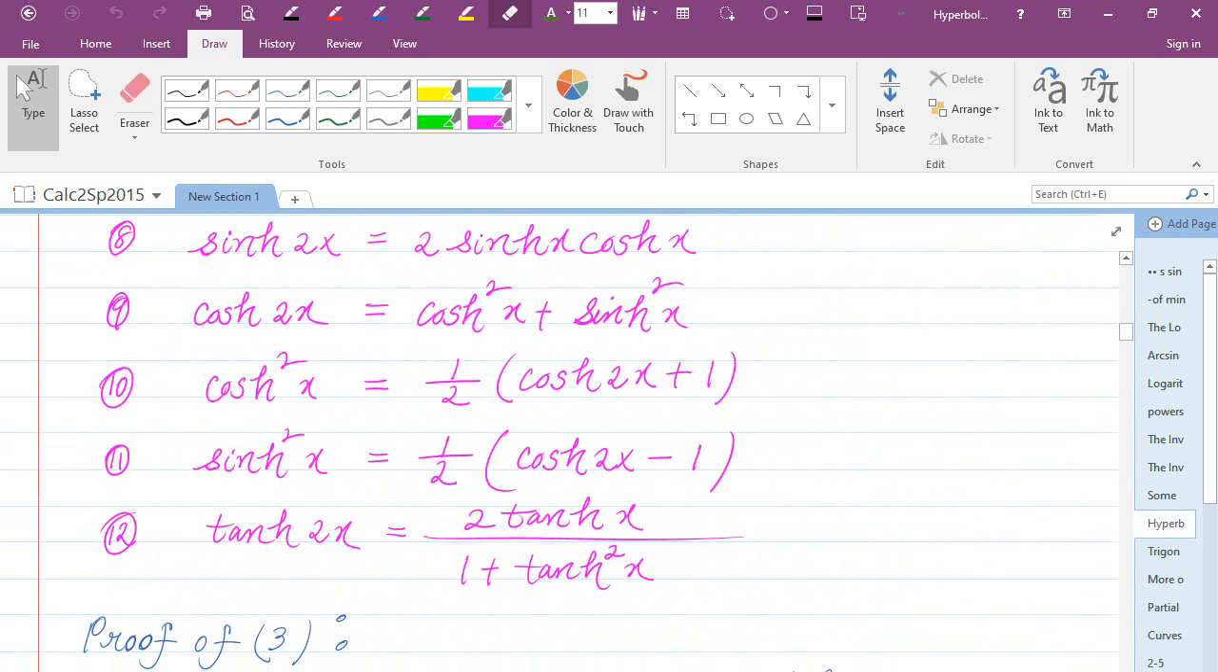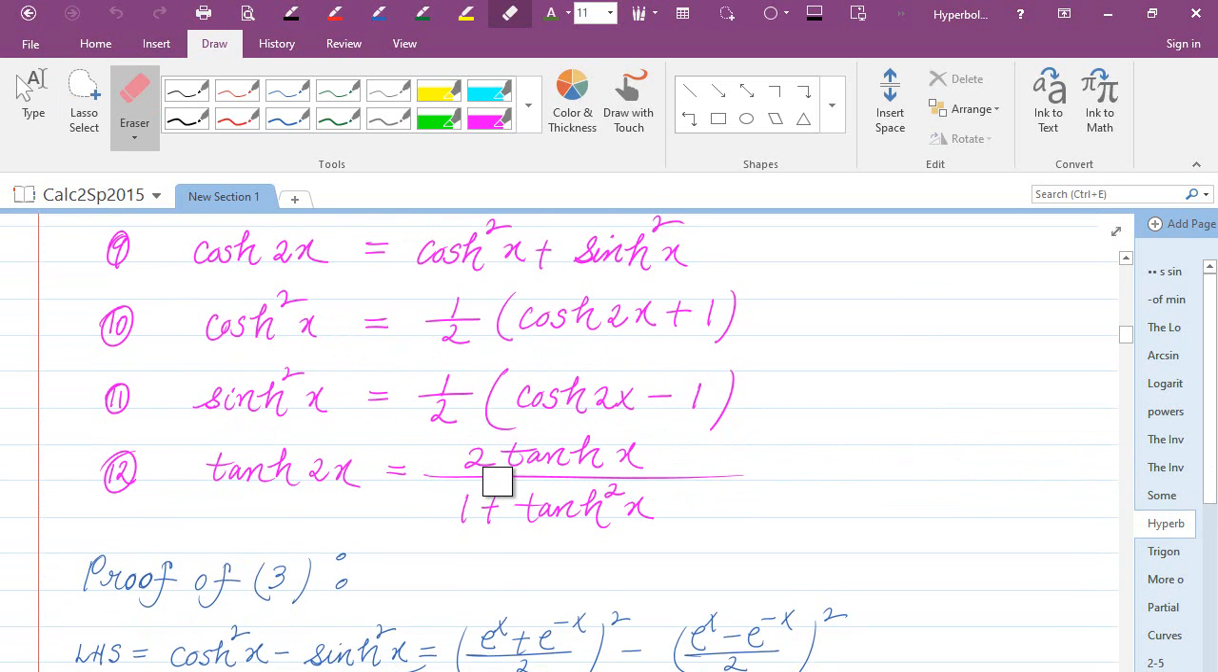And then hyperbolic cosine squared of x is half of 1 plus hyperbolic cosine 2x, and hyperbolic sine squared of x is half of hyperbolic cosine 2x minus 1. And hyperbolic tangent of 2x is 2 hyperbolic tangent of x over 1 plus hyperbolic tangent squared of x.